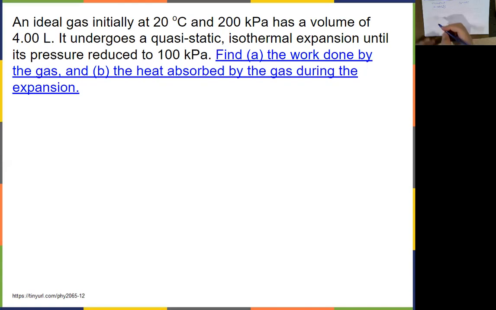Now for an ideal gas, also remember that internal energy is determined by the temperature. So it's basically 3/2 of nRT.